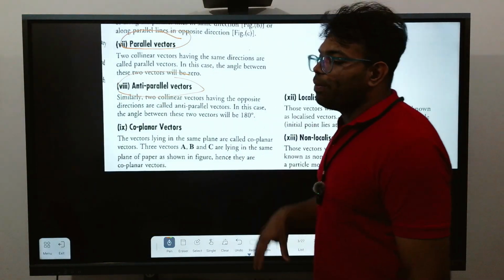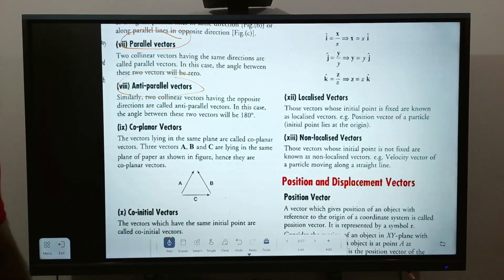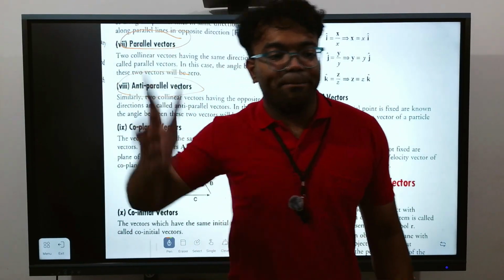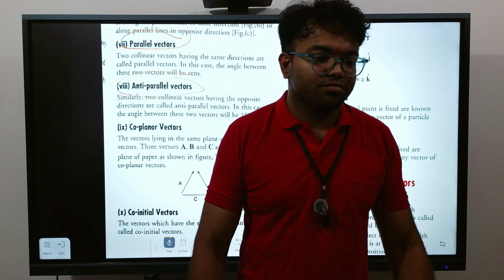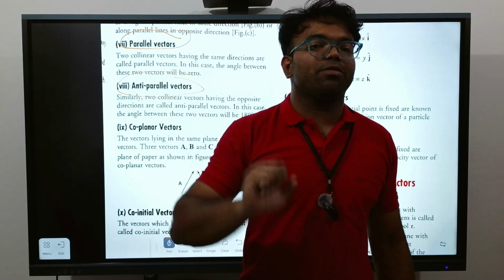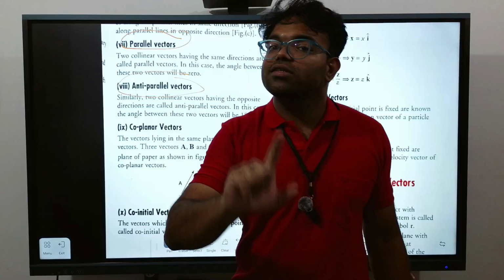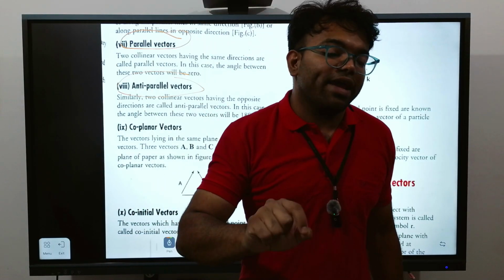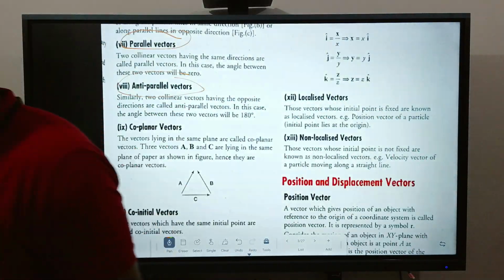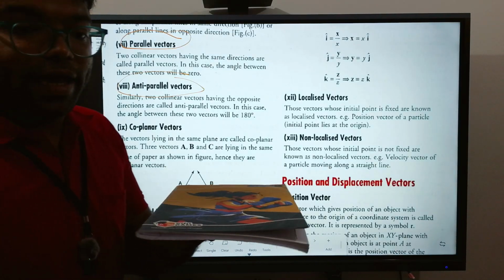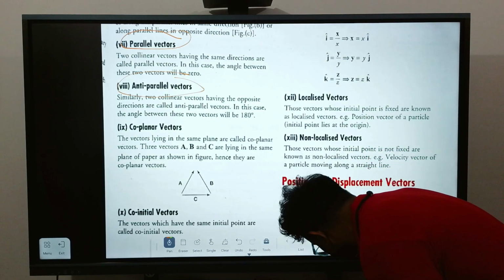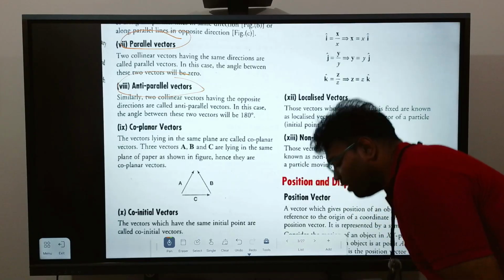Okay, next, coplanar vectors. Now, Drupad, two vectors will always be in the same plane, whichever plane you choose. But you cannot say that about three vectors. Three vectors may or may not be in the same plane. Look at this, Drupad. So, this is a plane surface and I have three pens.